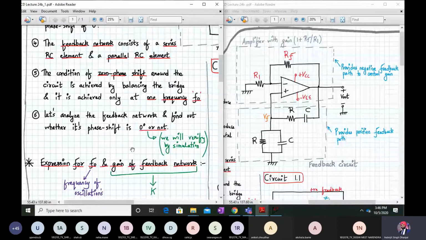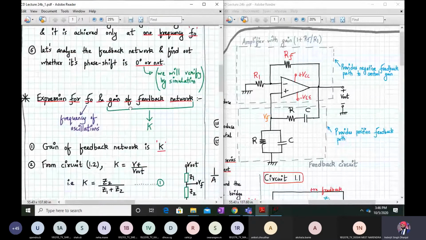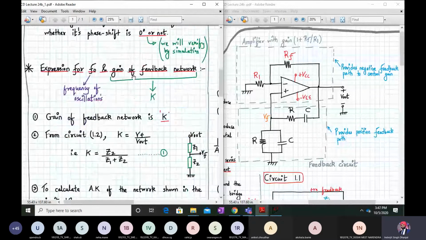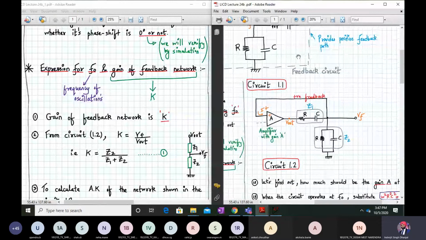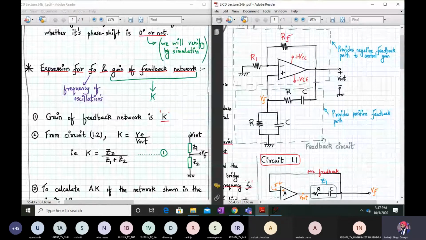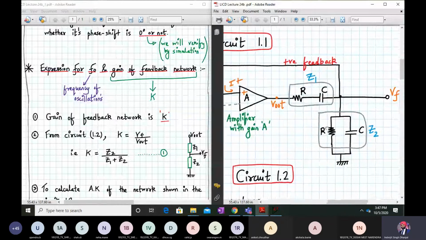We will verify that via simulations also. Similarly, we are going to derive the expression for the frequency of oscillations, and we are also going to derive the gain of the feedback network. You remember in the design numerical, we assumed the value of the gain A of the amplifier as 3. At the end of the derivation, you will understand why that should be 3. Now for this, I have to redraw the diagram as follows, concentrating only on the feedback network.